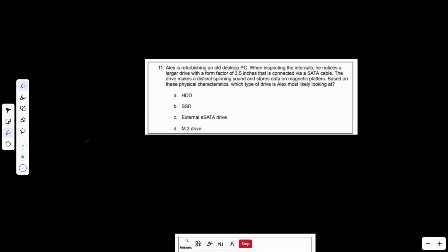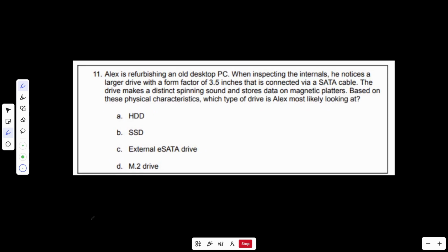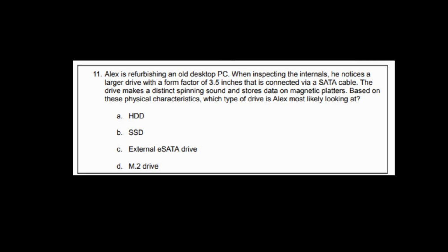I just like yapping. Now, next question reads, Alex is refurbishing an old desktop PC. When inspecting the internals, he notices a larger drive with a form factor of 3.5 inches that is connected via a SATA cable. The drive makes a distinct spinning sound and stores data on magnetic platters. Based on these physical characteristics, which type of drive is Alex most likely looking at? A, HDD, B, SSD, C, external eSATA drive, or D, M2 drive?